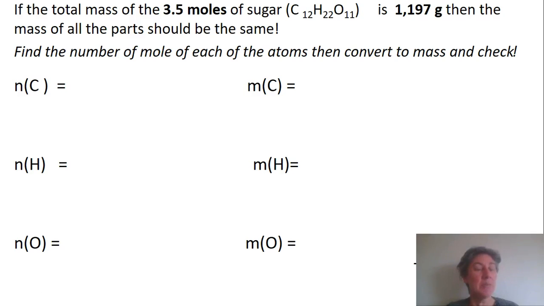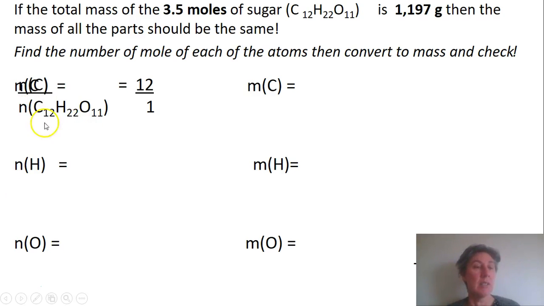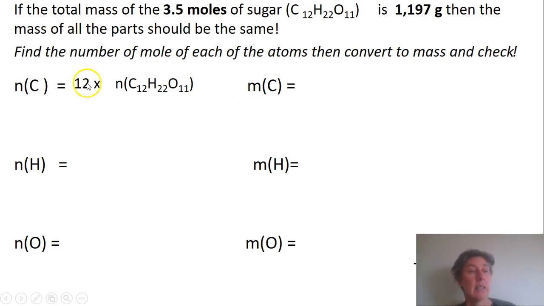Alright, so number of moles of carbon. What you've got is the number of moles of the whole thing, and the relationship between those two things is 12 to 1. So if we take the whole thing over to the other side and multiply it, 12 to 1 is the same thing as 12. So for how many groups we've got of the whole thing, if we break it up, we're going to have 12 times that number of groups, so we'll have 42 groups altogether, 42 moles altogether.